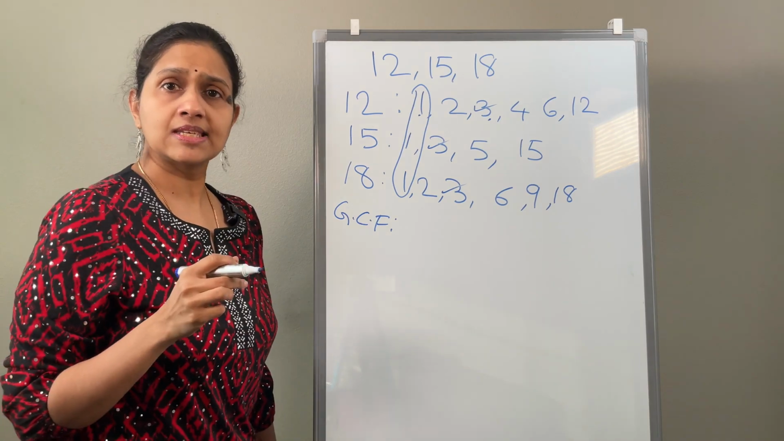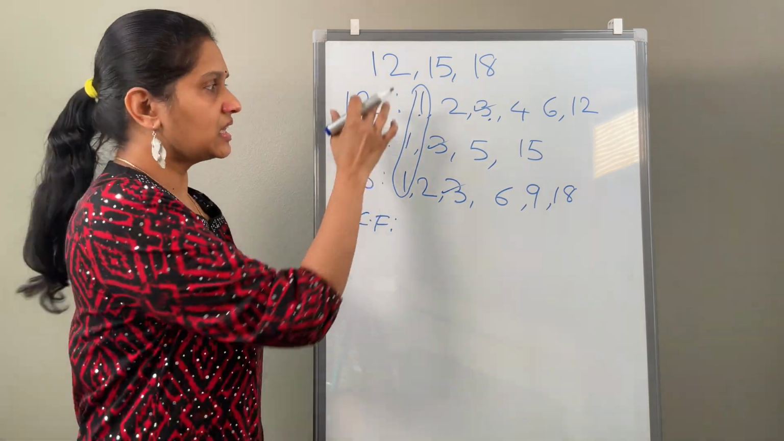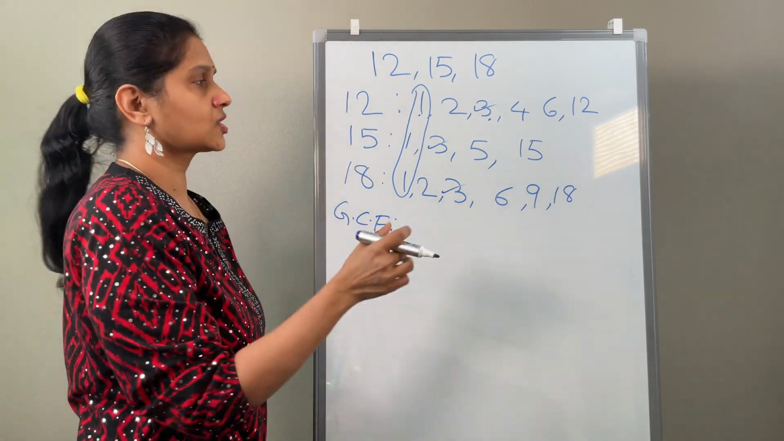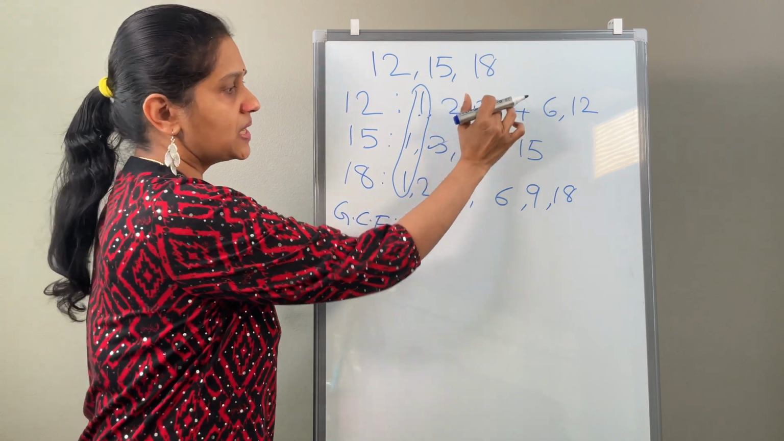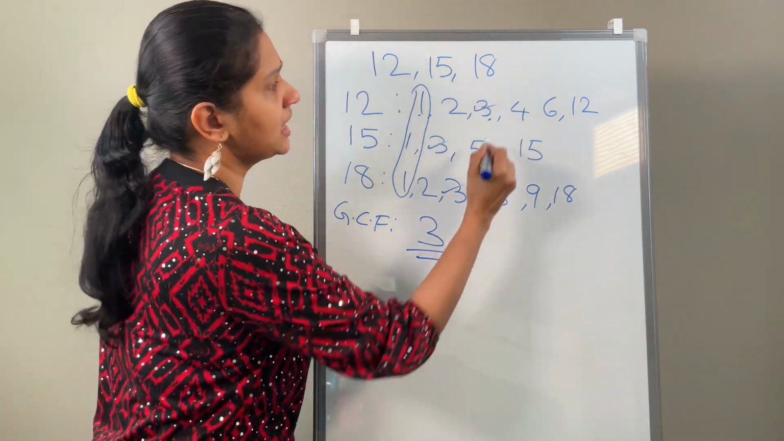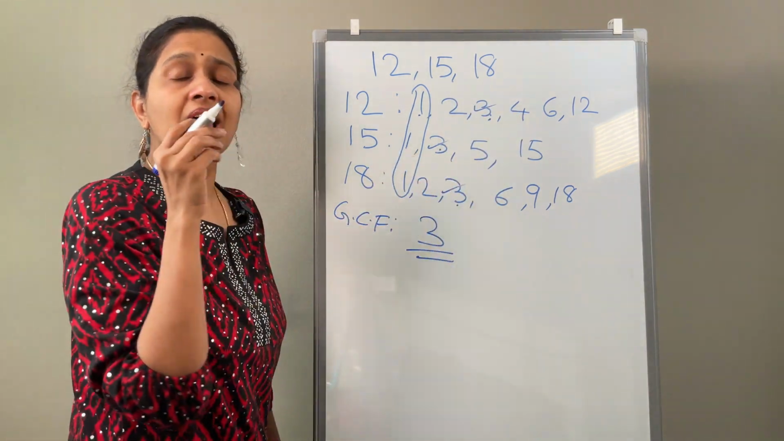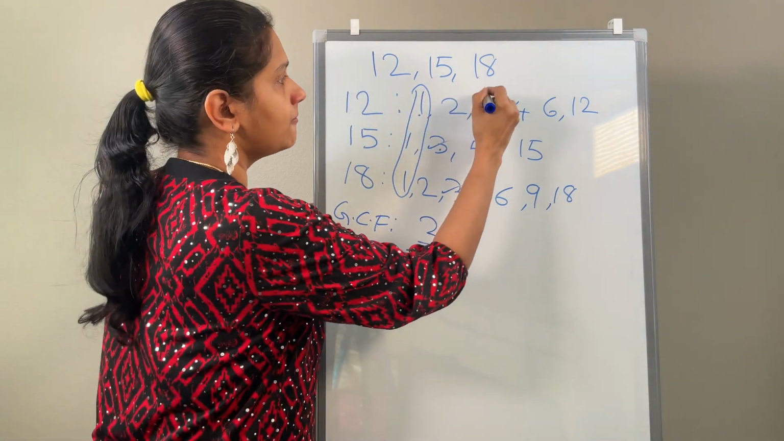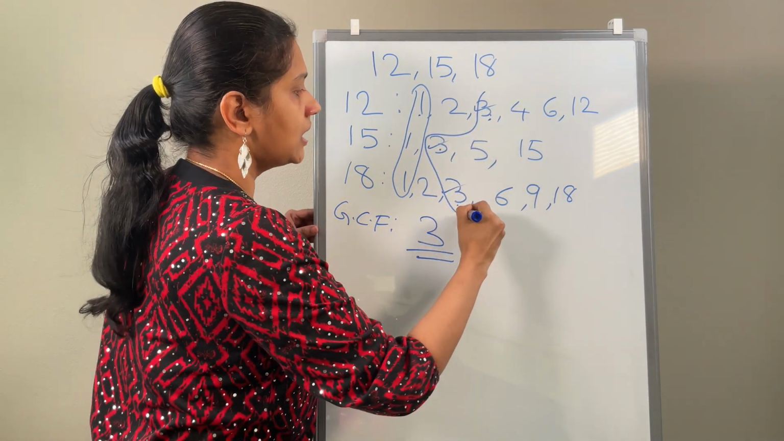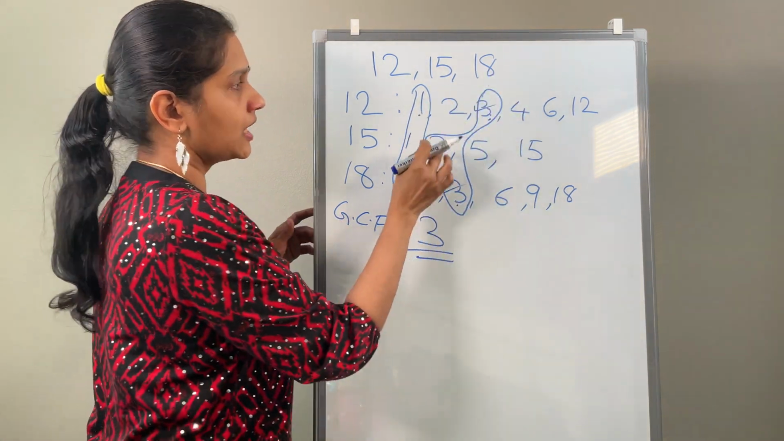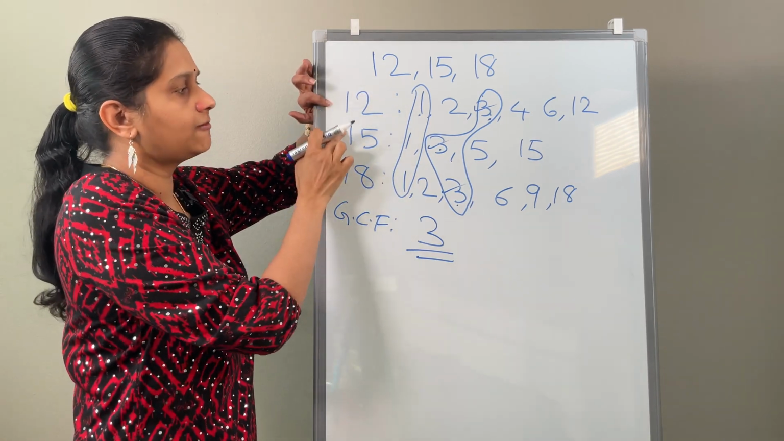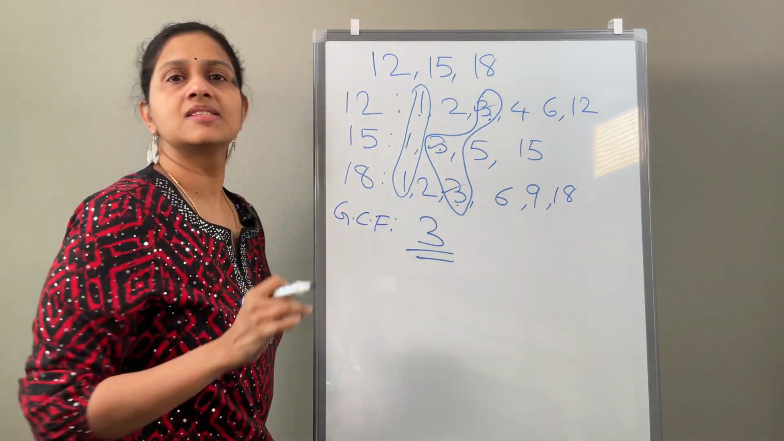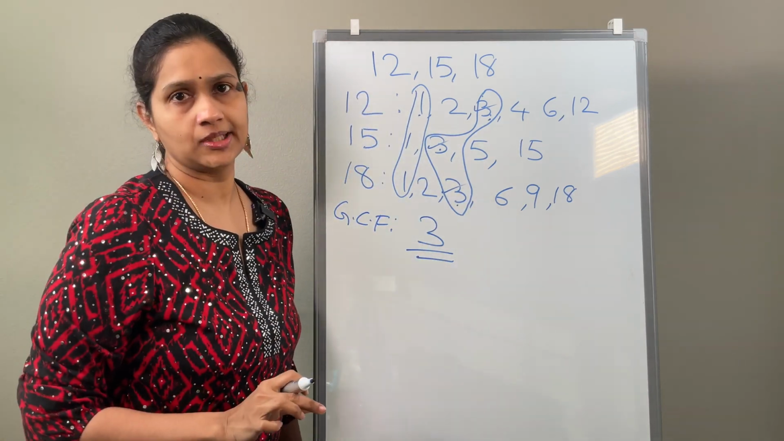Now how to find the GCF? GCF of the number in this method is the greatest number that is common in all these three. Which means in this case the number 3 is the biggest number that is common, that is available in all these numbers 12, 15 and 18. If you see, 3 is the number which is available in all these numbers, which is the biggest common number. So that is the greatest common factor.